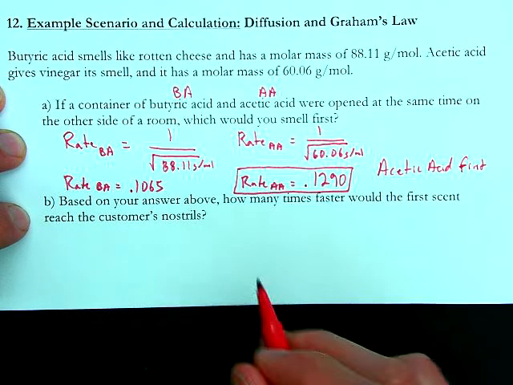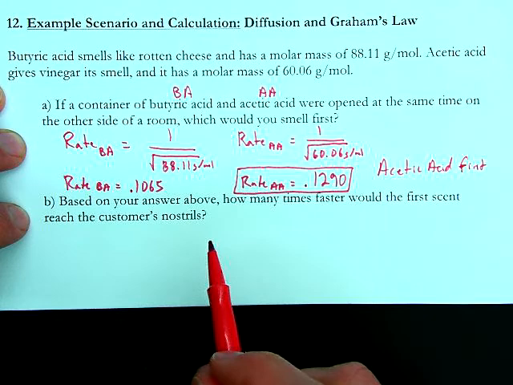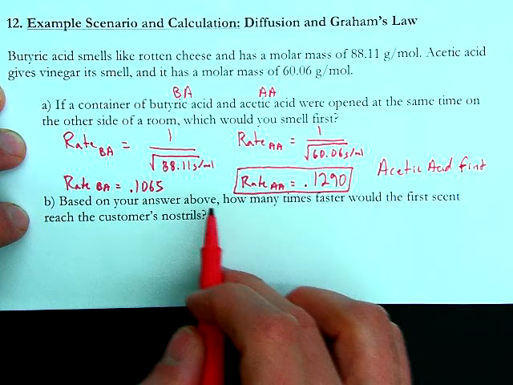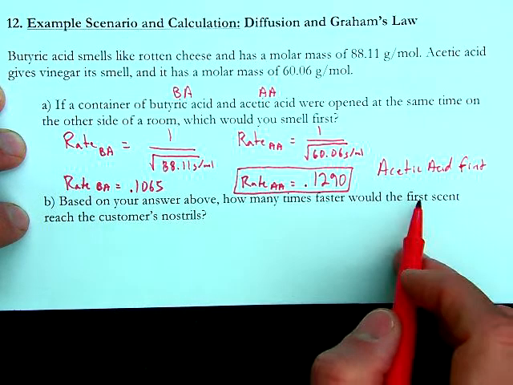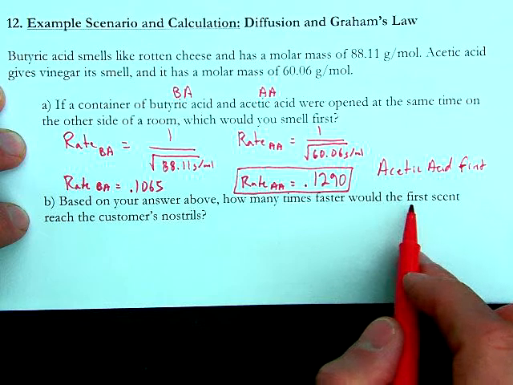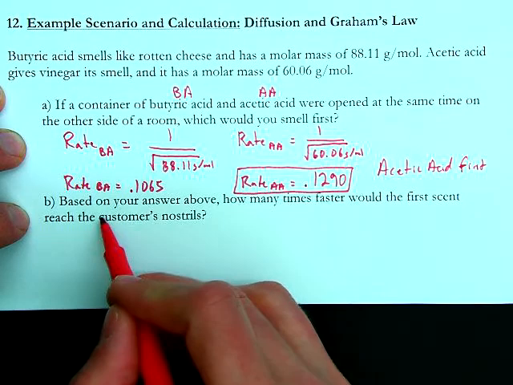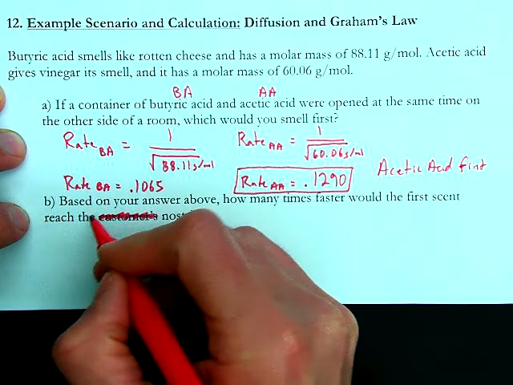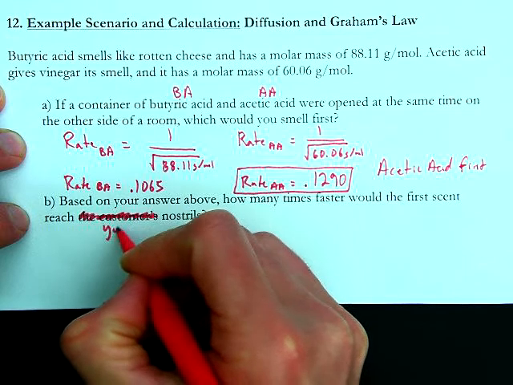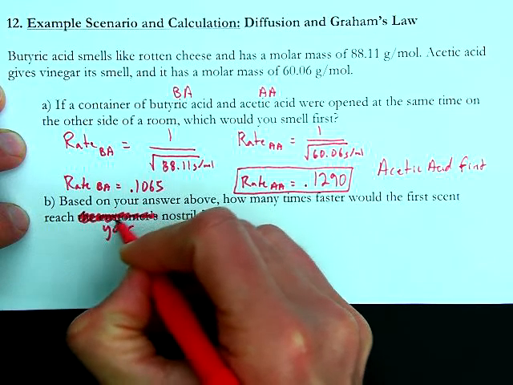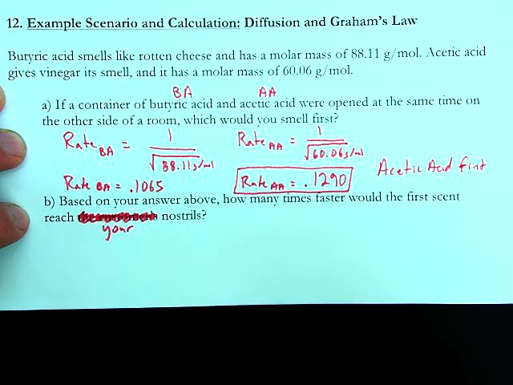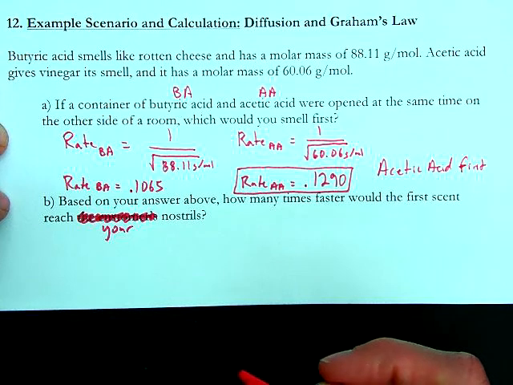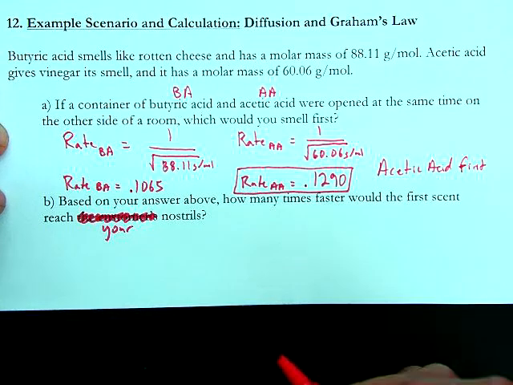Now, you could be asked a question that says something like B. It says, based on your answer above, how many times faster would the first scent reach the customers? Or this is sort of rewritten. Sorry, it's just supposed to say, reach your nostrils. I'm using a problem that I copy pasted from something and I changed it a little bit. So, how many times faster would it get to you?